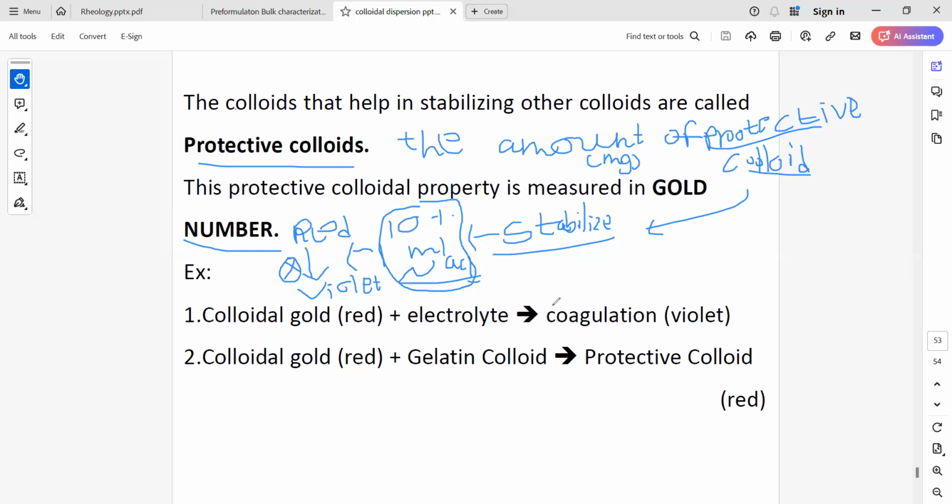will destabilize the gold colloid and it will start aggregating. But to prevent the aggregation, we require some protective colloid, which is hydrophilic colloid, right? And there are some polymers, hydrophilic polymers. Okay, and their amount in milligram. Okay, and the strongest one is the gelatin.